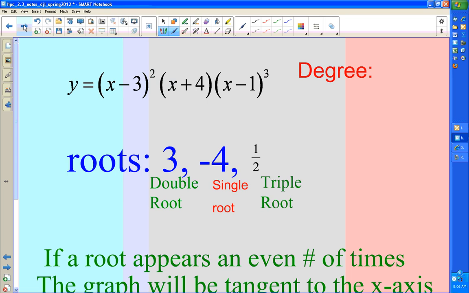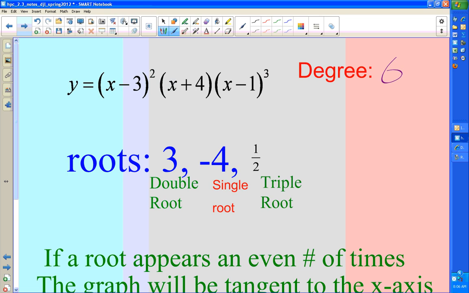Yeah, your favorite F word. This is factored form right here. Now, in factored form, if you were to get rid of all your parentheses, what would the power on the x be? The biggest power on the x if you got rid of all your parentheses? 6. That's your degree. How do you know it's 6?